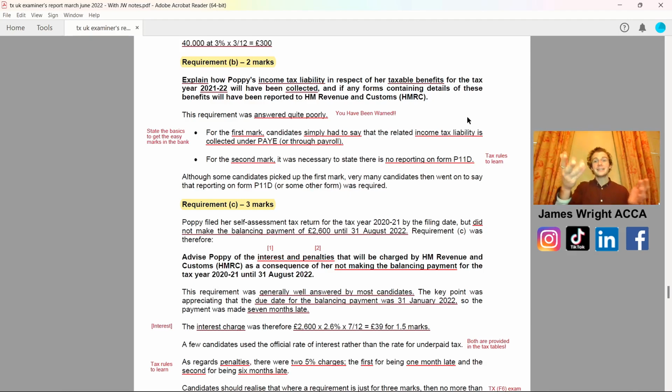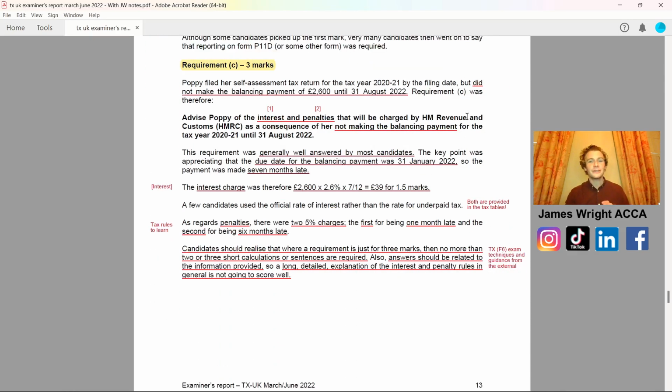Because look, the external examiner simply said on here, for the 1st mark, candidates simply had to say that the related income tax liability is collected under PAYE, which is through a payroll system as if you were employed. Nice, easy 1 mark in the bank there for you. So just pop it down in your notes. There will be some easy marks in your exam, so don't miss out on them.